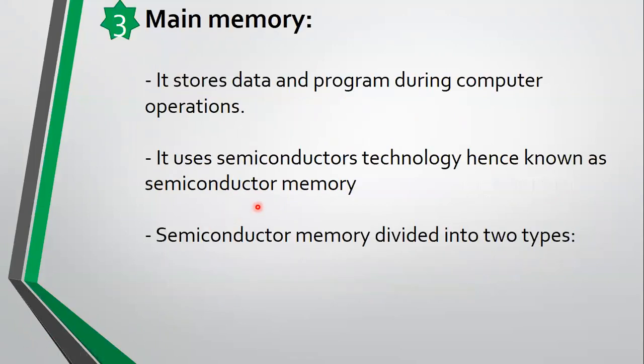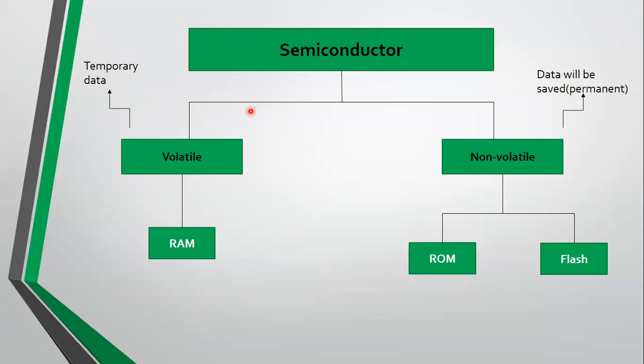It stores data and programs during computer operation, and it uses a technology called semiconductor technology, also known as semiconductor memory, which is divided into two types. What are these two types? Volatile and non-volatile. Volatile means that the data is temporary. That means when we are working and we turn off the computer, nothing will be saved. While with non-volatile, the data will be saved even after turning off the computer. This means the data is permanent.